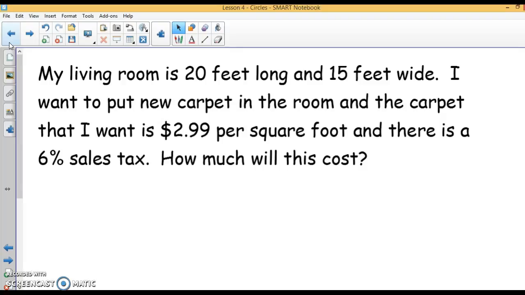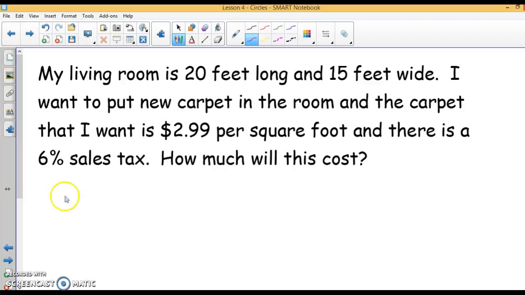My living room is 20 feet long and 15 feet wide. I want to put new carpet in the room, and the carpet that I want is $2.99 per square foot. And there is a 6% sales tax. How much will this cost?